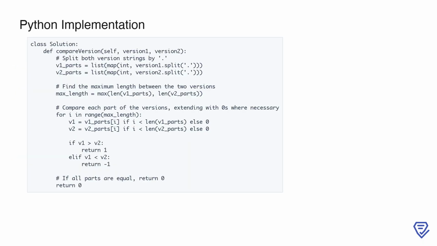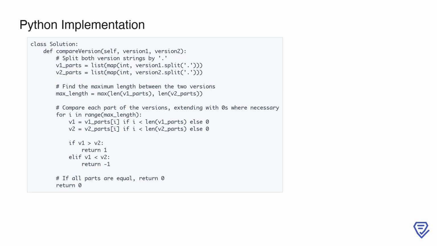This Python implementation solves LeetCode problem number 165, Compare Version Numbers. The task is to compare two version strings and return 1 if the first version is greater, -1 if the second version is greater, or 0 if they are equal. The compare version function begins by splitting both version strings using the split method. This turns the version numbers into lists of integers, where each integer corresponds to a revision level, e.g., 1.0.1 becomes 1, 0, 1.